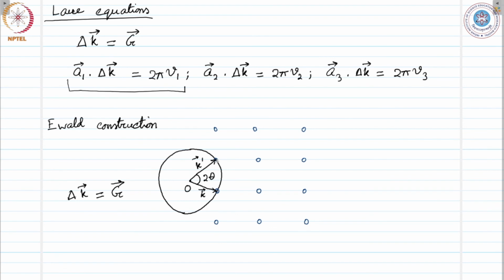The sphere may intersect, say, somewhere here. It may intersect on some point outside this plane. So this is just one plane of the sphere that we are looking at. The sphere is bigger, the lattice is three-dimensional, so it may intersect somewhere else, and those are the delta k values for which we will have delta k equals g, and this diffraction condition will be satisfied.